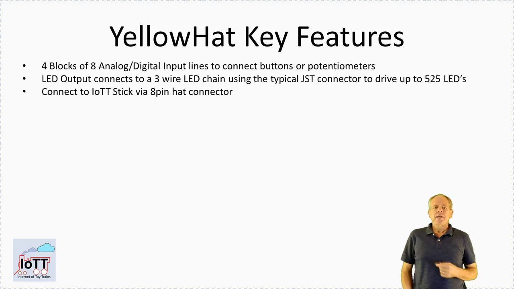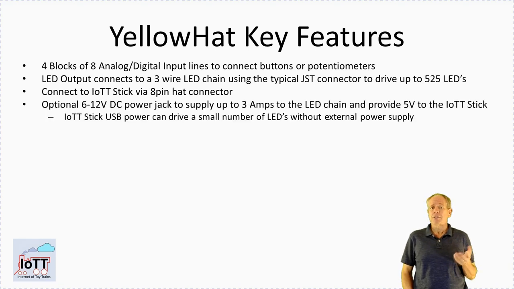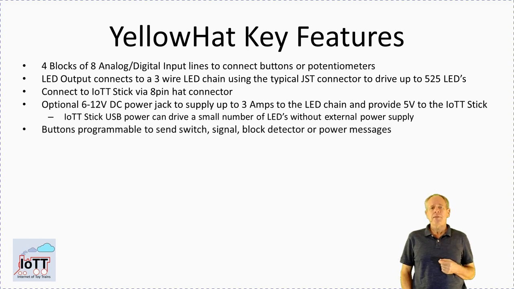The yellow hat is connected to the IoTT stick using the 8-pin head connector, which is used for communication and power supply. The 6 to 12 volt DC power jack can be used to supply up to 3 amps to the LED chain and provide the 5 volt power to the IoTT stick. So, like the blue hat, the yellow hat can be used to power the IoTT stick, and in the other direction, the IoTT stick USB power can be used to supply a limited number of LEDs without external power supply.